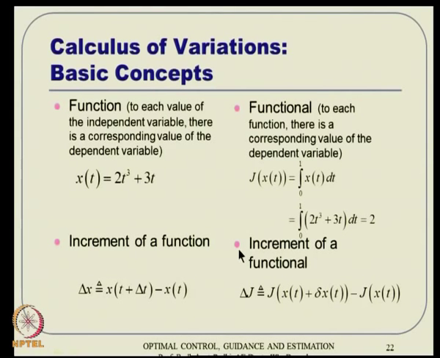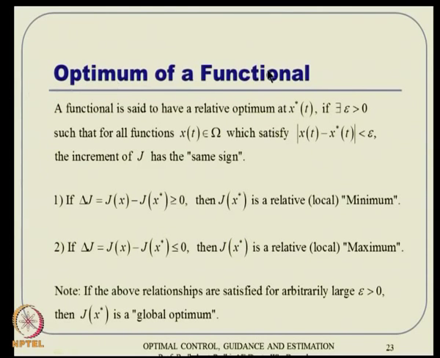So, we studied various concepts about that, and we finally landed on an observation: if you really want to claim that some functional is optimum, what is the necessary condition? It turns out that if I define the increment of J, J of x minus J of x star, which is greater than or equal to 0, then J of x star is a relative minimum. If the increment of J happens to be always negative, then J of x star is a relative maximum.